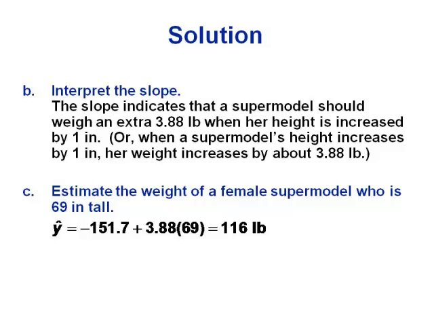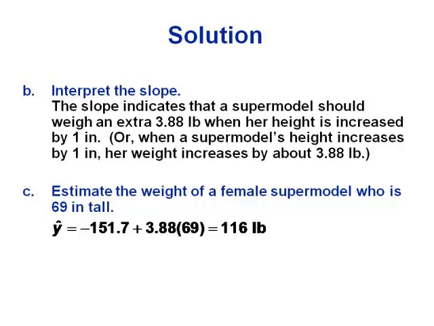So interpreting the slope, it was 3.88. Well, the x values were heights, and the y values were weights. And the slope tells you when your x goes up by 1, what happens to the y. So as our height goes up by 1 inch, the weight, because the slope is positive, is going to go up. We expect the weight to go up by about 3.88 pounds. So when a supermodel's height increases by an inch, we expect her weight to increase by about 3.88 pounds. Okay, it's always when the x goes up by 1, the slope tells you what happens to the y.